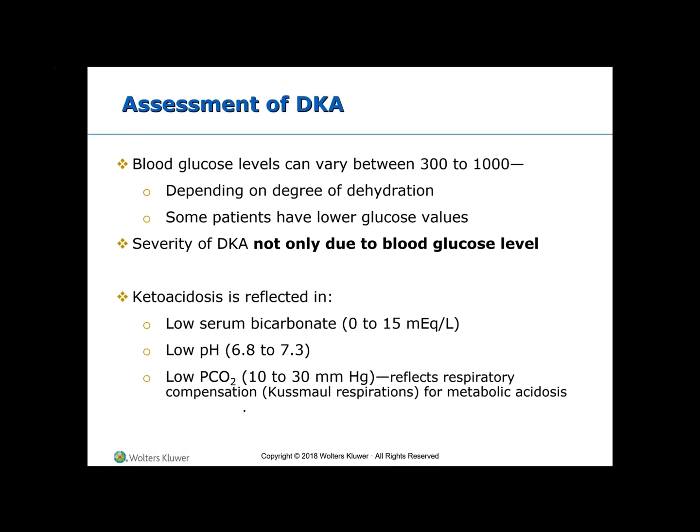Blood glucose can vary between 300 and 1,000 depending on the degree of dehydration. Some patients have lower glucose values, so the severity of DKA is not only due to the blood glucose level. Someone with a 700 blood sugar may not have the same pH or as bad a ketoacidosis as someone with a lower pH. Everyone responds differently. Ketoacidosis is a reflection of a low bicarbonate and low pH. If their CO2 is low, it's basically because they've been doing Kussmaul's respirations to try to compensate.